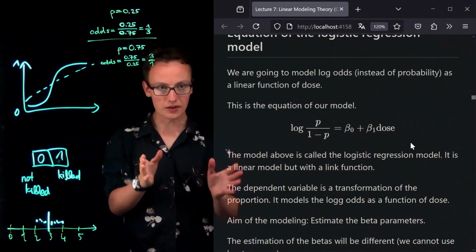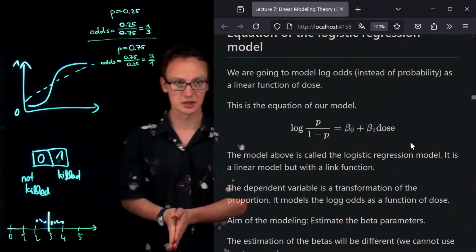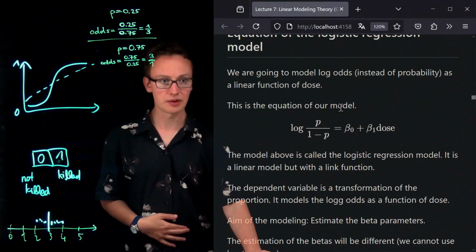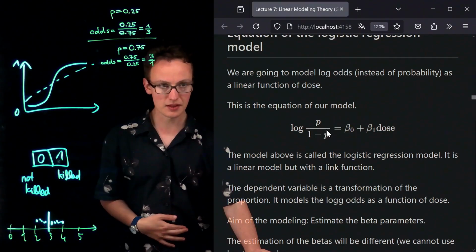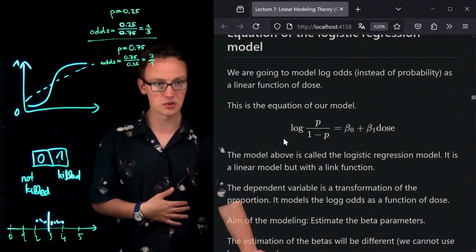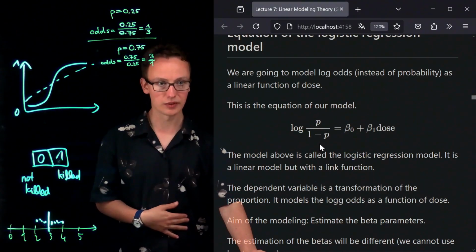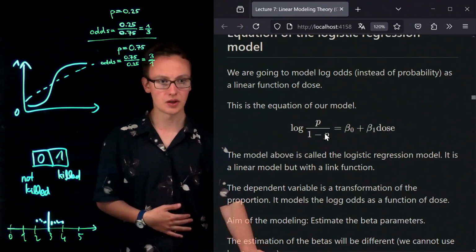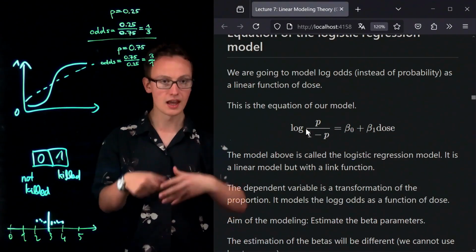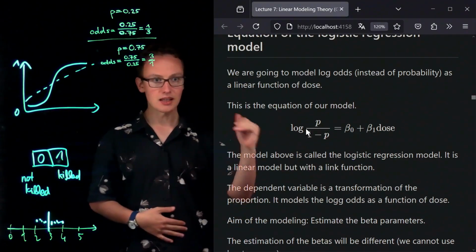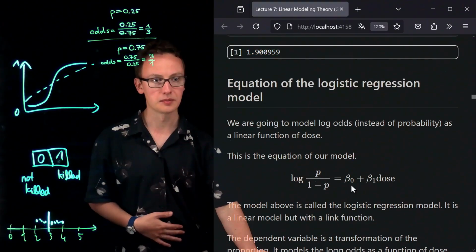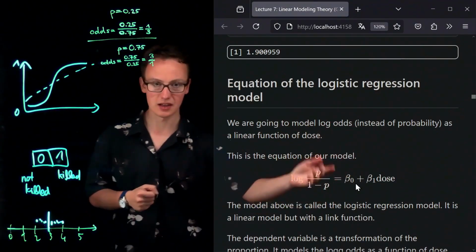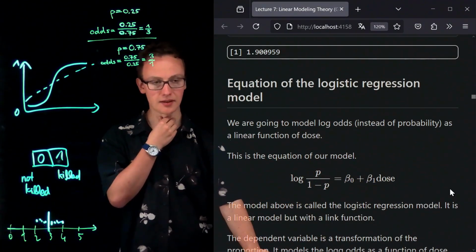And now, the log odds are at the core of the logistic regression equation. So here we see that the equation of our logistic regression model looks like this, where on the left side of the equation we have precisely the formula for computing log odds. So p divided by 1 minus p is the odds term, and then the logarithm of that gives us the log odds. And this is now expressed as equal to beta 0, the intercept, plus beta 1 times our predictor variable, in this case, dose, right, for that beetle dataset.